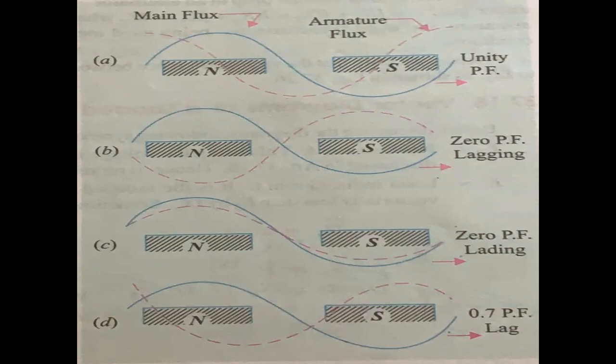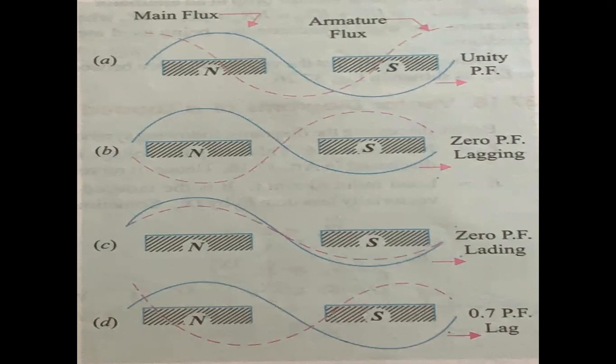Next, zero power factor leading. In this case, the armature flux is moving forward 90 degrees. So it is in phase with the main flux. So what happens? Opposite to main flux means the main flux will be decreasing. In phase with the main flux means the main flux will get added. So in this case, armature reaction is wholly magnetizing. So more EMF we will get. So to keep the value of generated EMF the same, we have to decrease the field excitation.